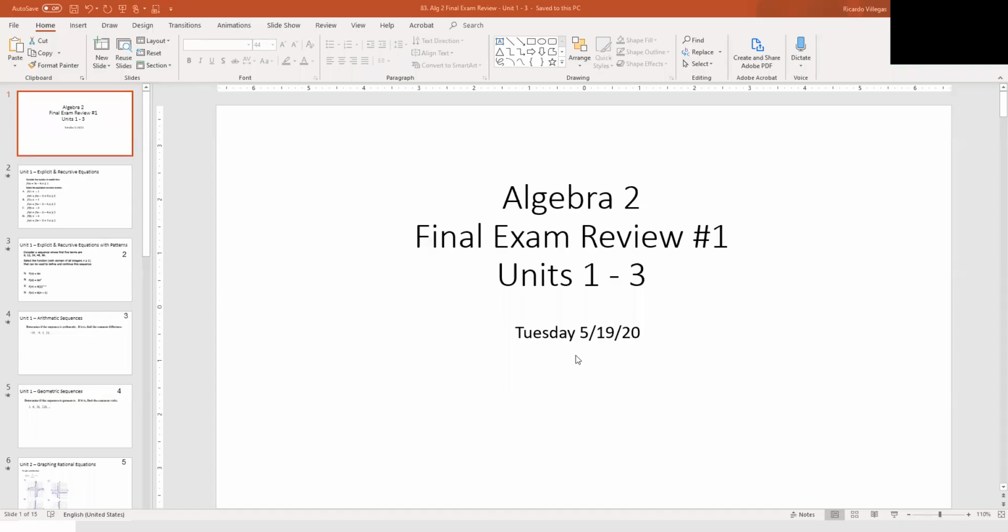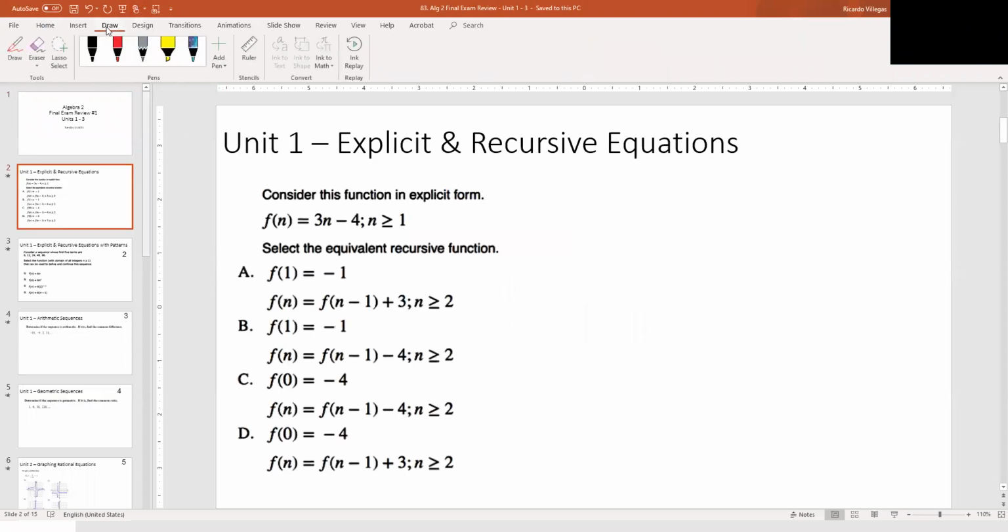Today, Tuesday the 19th, I will be going over review problems from units 1 through 3. These are the review problems that will help you be prepared for the final exam. I'm going to try to keep this super quick and super fast. I'm going to use this format so that I have more access to things to be able to work out these problems.